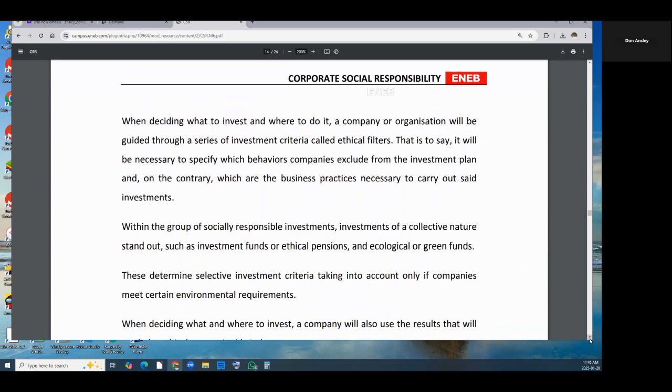When deciding what to invest and where to do it, a company or organization will be guided through a series of investment criteria called ethical filters. That is to say, it will be necessary to specify which behaviors a company excludes from its investment plan, and on the contrary, which are the business practices necessary to carry out said investments.